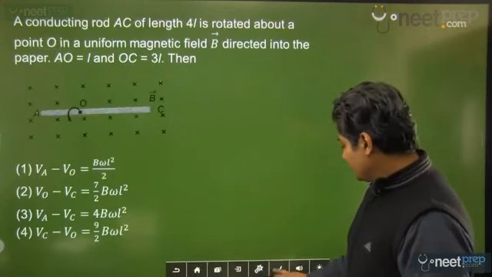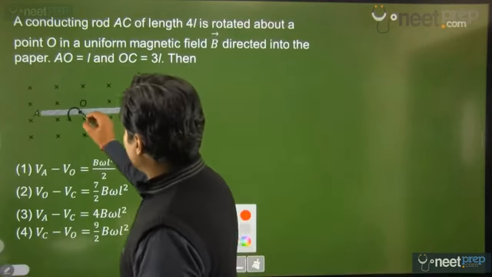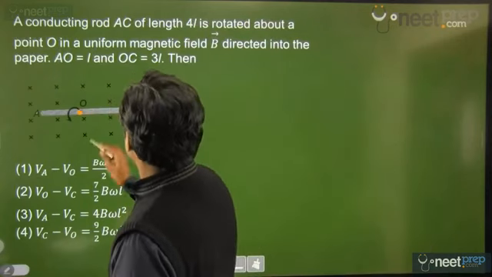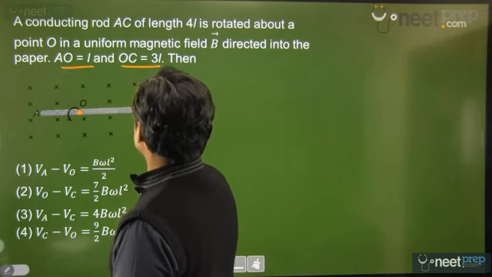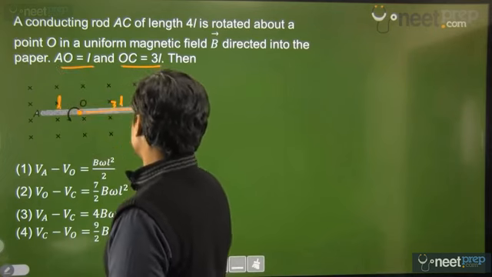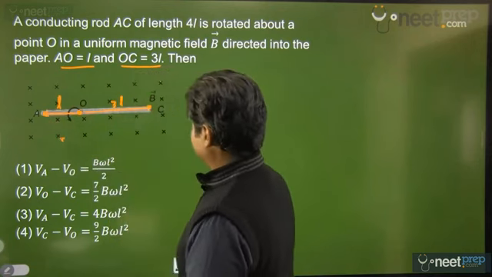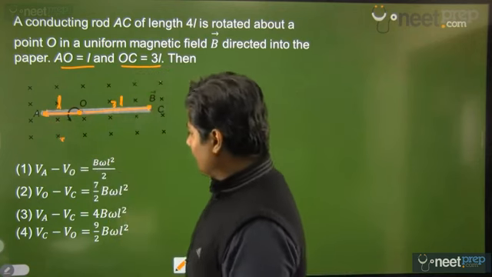Now this is again a very good question. There is a rotating rod about this center, and AO is L and OC is 3L. So this length is L and this is 3L. Now this time we have different radii, and we have to find the potential difference between O and A.